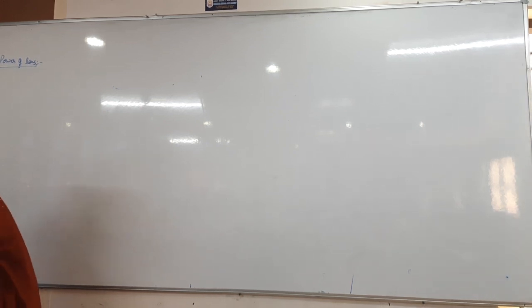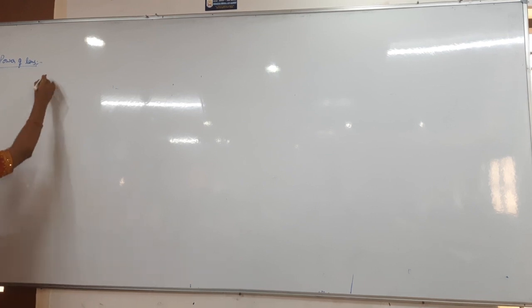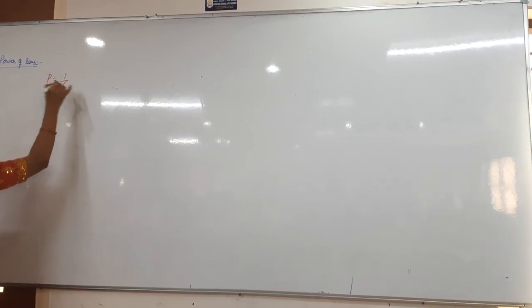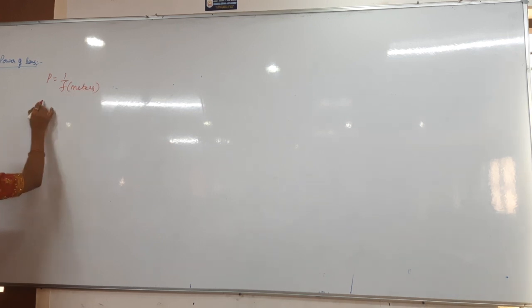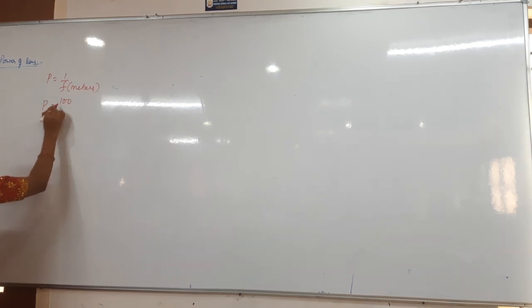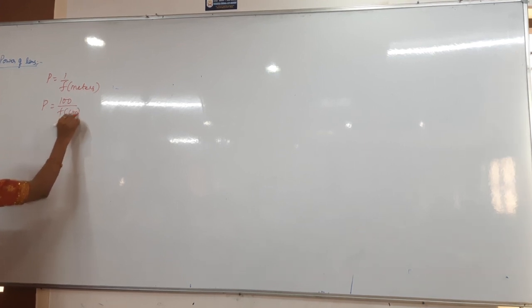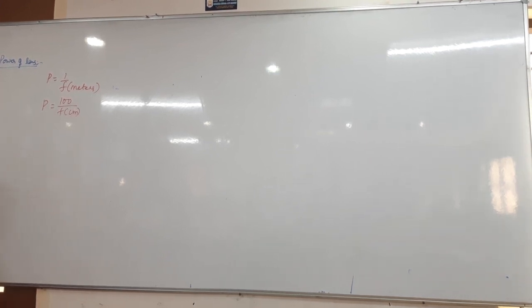Yes. In the same way, here also, what will we get? P is equal to just 1 by F, not minus, in meters. And P is equal to 100 by F in centimeters. And what is the unit of power? I said in the mirrors also, diopter. The power is measured in terms of diopter. Diopter, that's the power.